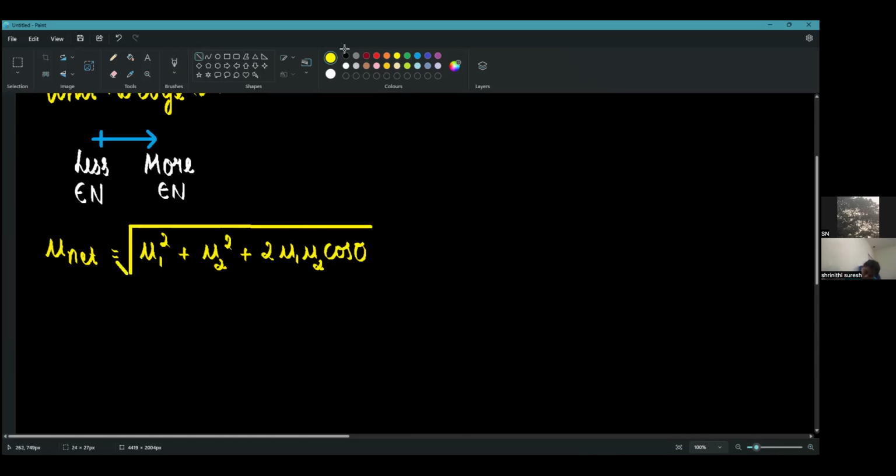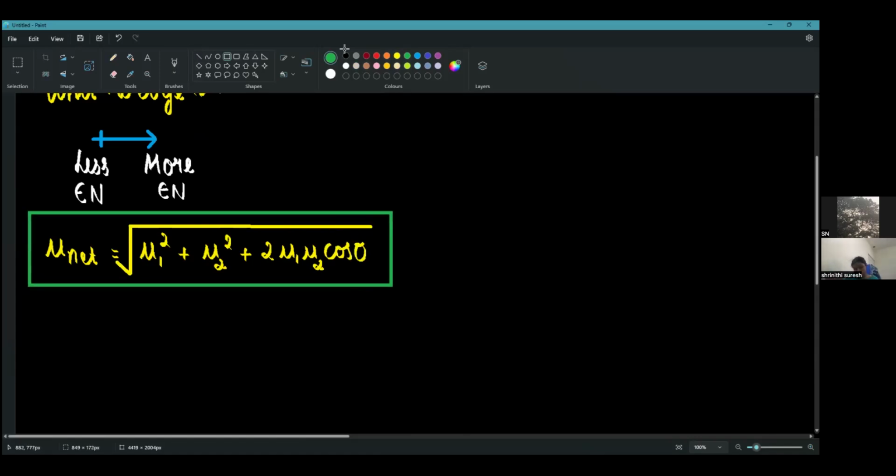Again, a very simple formula, but a very important formula, which says that the net dipole moment is given by mu1 square plus mu2 square plus 2 mu1 mu2 cos theta, where theta is the angle between the two vectors. What does this mean?